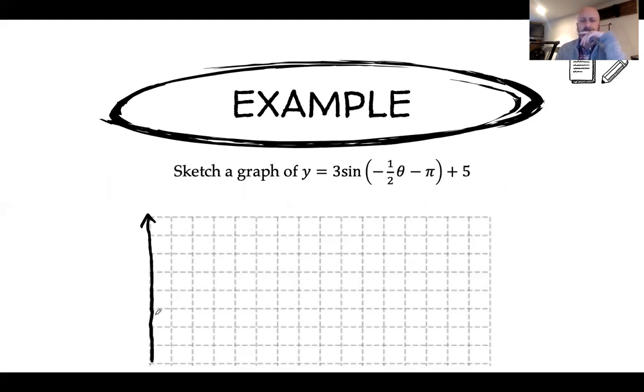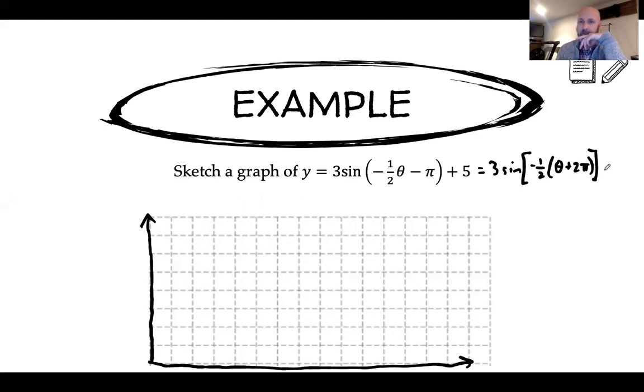You can simplify the function a little bit before you start to graph it. Let me show you what I mean by that. I noticed that they did not factor out the frequency here in the middle, so I'm going to start by doing that so I can see how big the phase shift is. I'll factor out negative 1/2, and that leaves me theta plus 2 pi, and then plus 5.